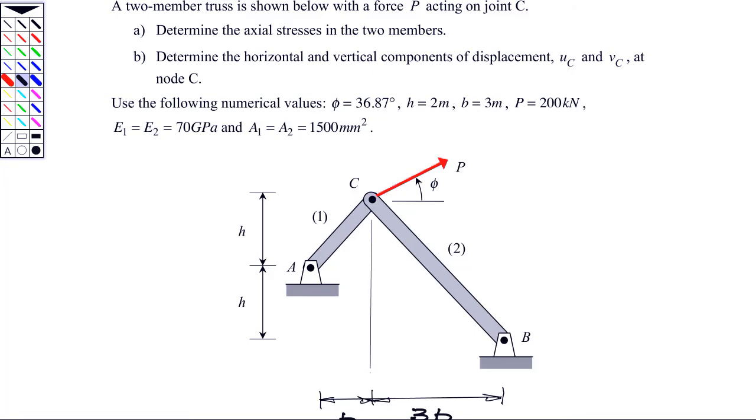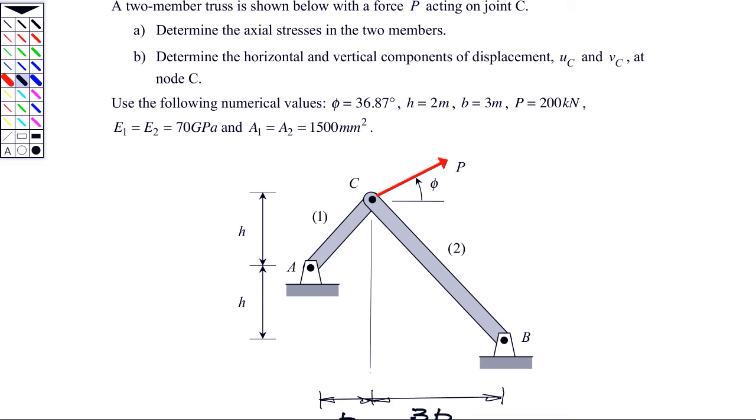In this example, we're asked to look at a two-member truss that's shown here. We have the truss pinned to ground at A and B. We have a load P, which is acting at joint C. What we want to know is what are the resulting axial stresses in members 1 and 2, and secondly, what are the horizontal and vertical components of displacement for joint C. That is, we're looking for UC and VC.